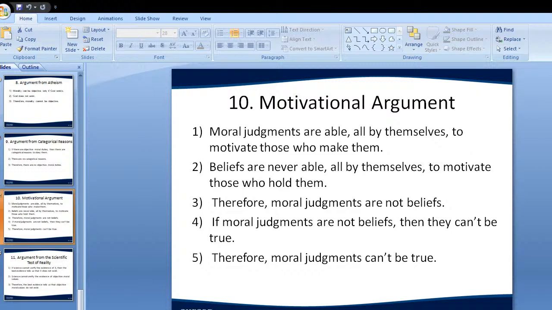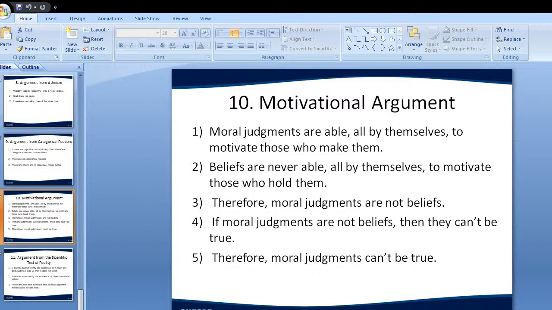And then most people have moral concerns and want at least a little to be moral. So even though some might leave us completely cold, since most people have moral concerns and want to be moral, moral judgments will motivate most people who make them. But some people just don't care about morality. So notice what they're going to say. Moral judgments are able all by themselves to motivate. Well, not for people who don't care about morality.